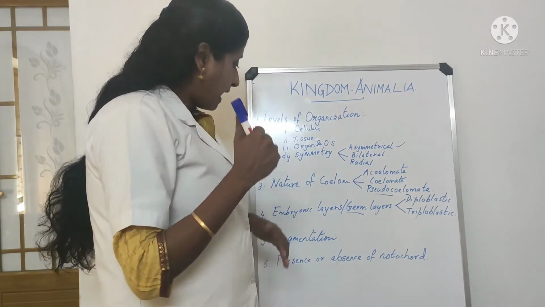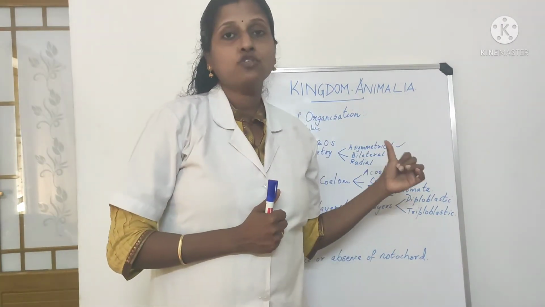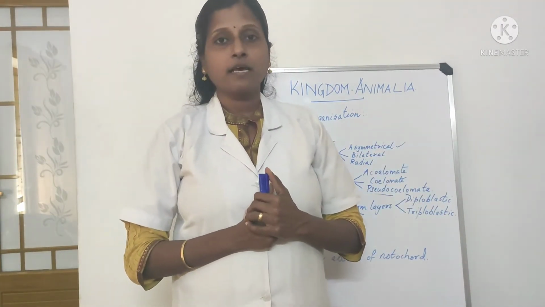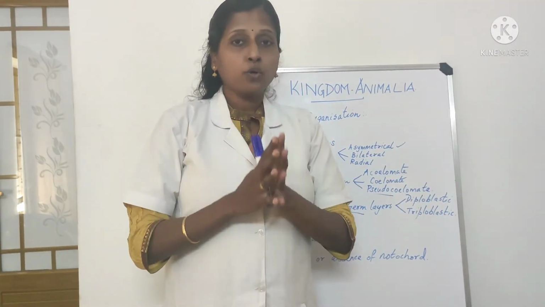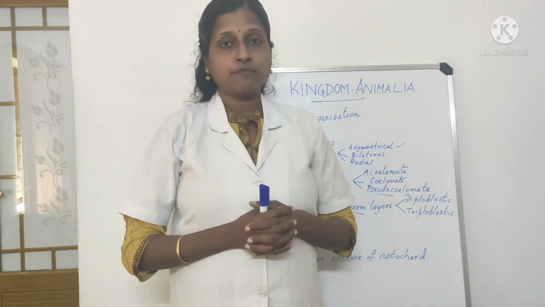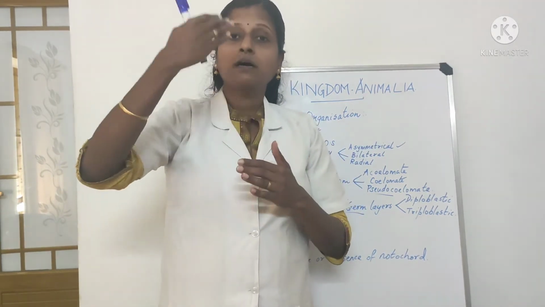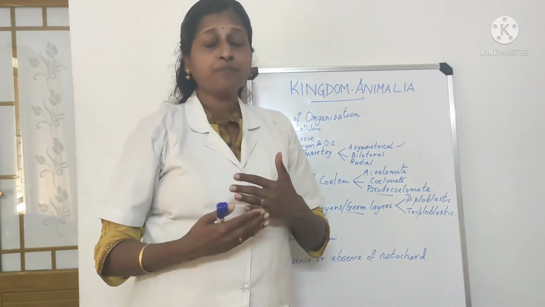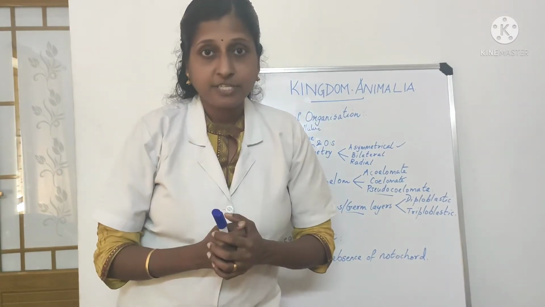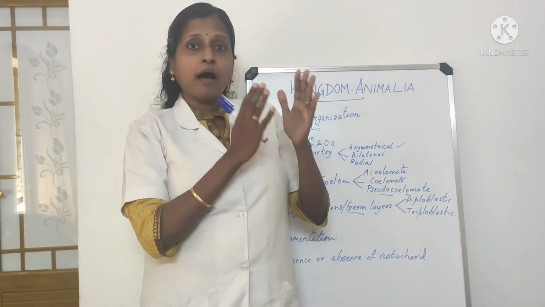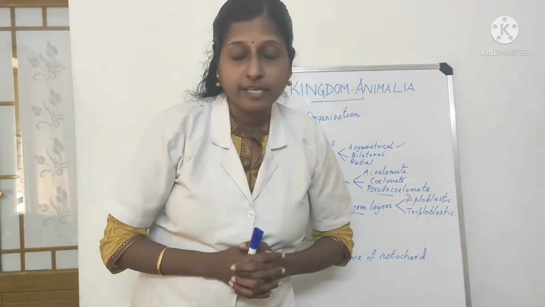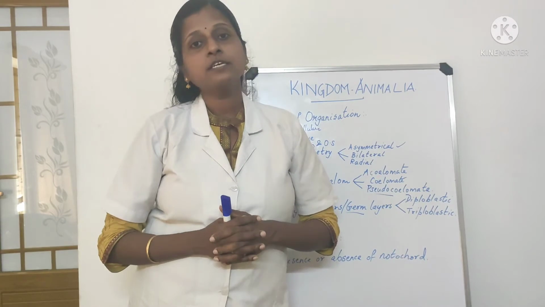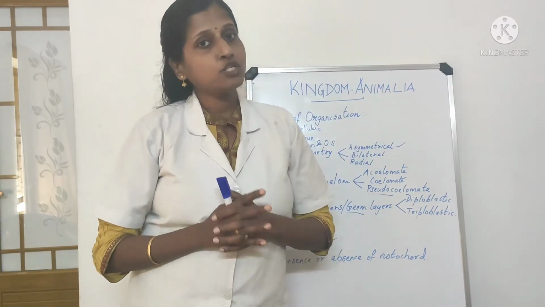Okay. And the last one is presence or absence of notochord. Based on that also I classify animals. A notochord during the embryonic stage you can find, which later turns into what? It turns into the vertebral column. If this notochord is present, we categorize them under a group called what? Chordates. If this notochord is absent, we put them under a group called non-chordates.